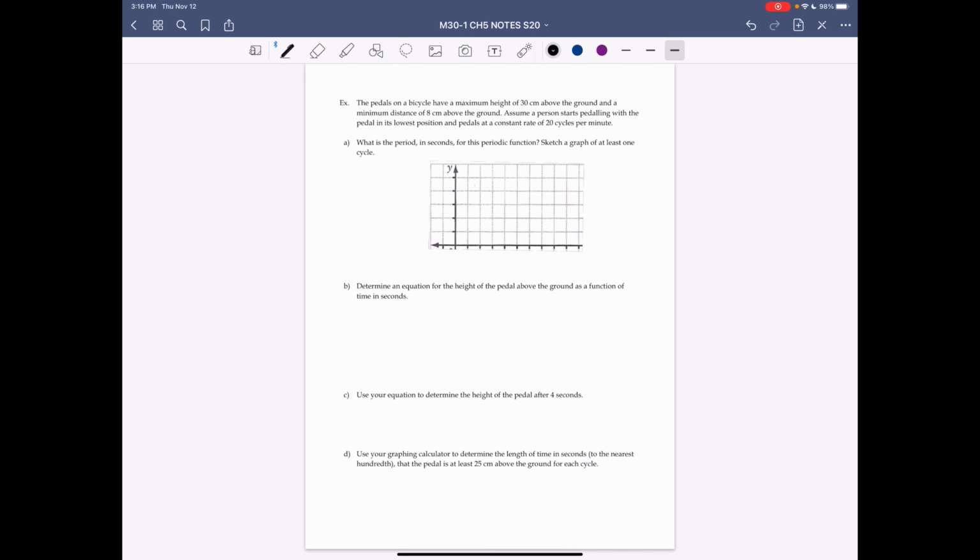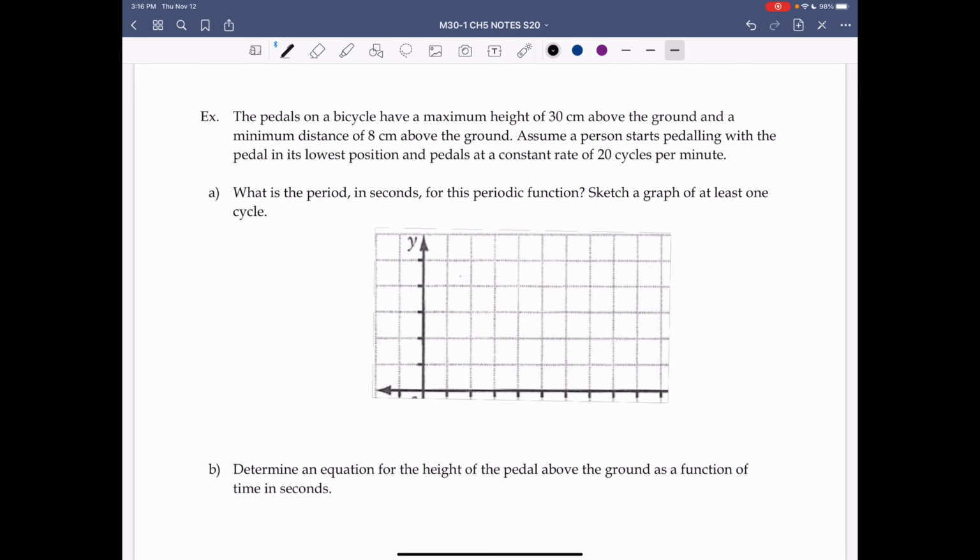The pedals on a bicycle have a maximum height of 30 centimeters above the ground and a minimum distance of 8 centimeters above the ground. Assume a person starts pedaling with the pedal in its lowest position and pedals at a constant rate of 20 cycles per minute. Let's start by highlighting the important information from the question.